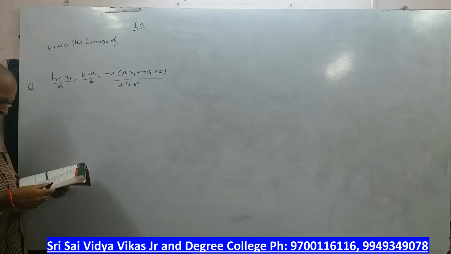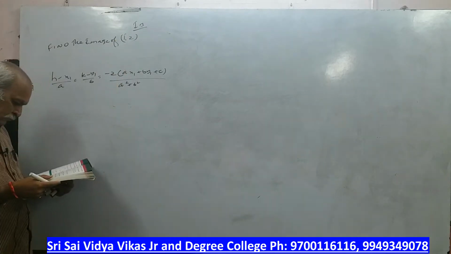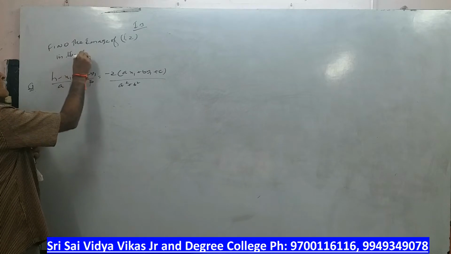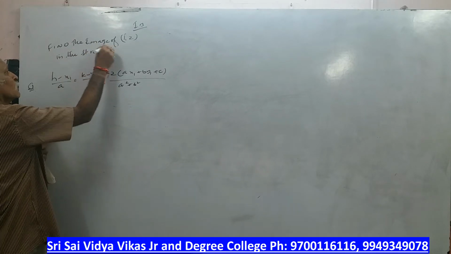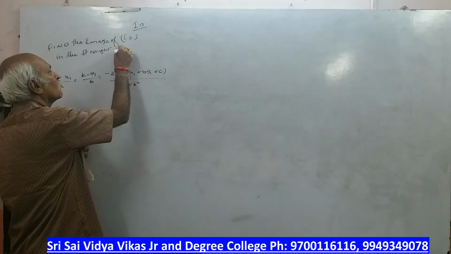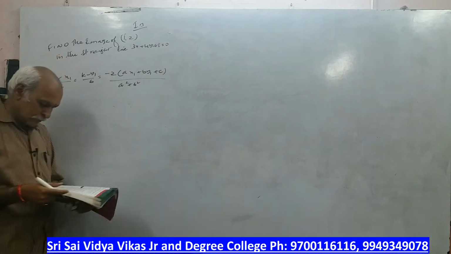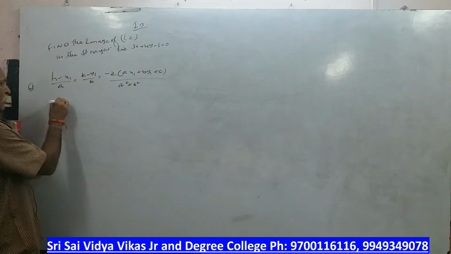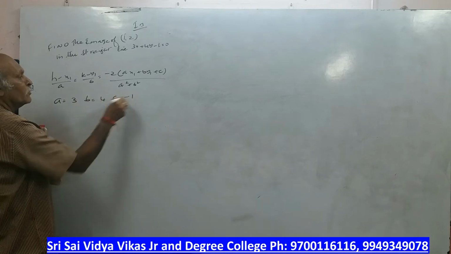Find the image of 1 comma 2 in the straight line 3x plus 4y plus 1 is equal to 0. Sorry, 3x plus 4y minus 1 is equal to 0. So, what is the a value? 3, b value 4, c value minus 1.